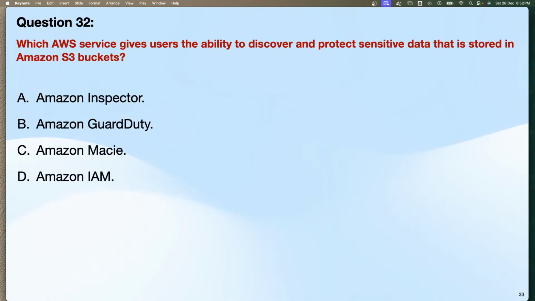Which AWS service gives users the ability to discover and protect sensitive data that is stored in an Amazon S3 bucket? This service we have not really discussed in our previous video sessions, but I just want to talk about it here. If you remember the name, that's good enough. There is only one service. Remember Amazon Macie, option C is the option.